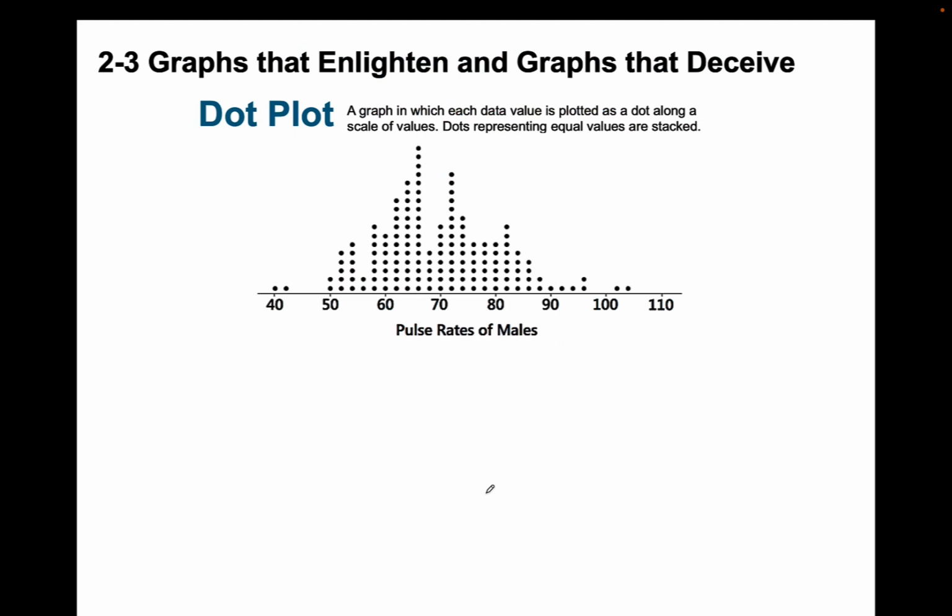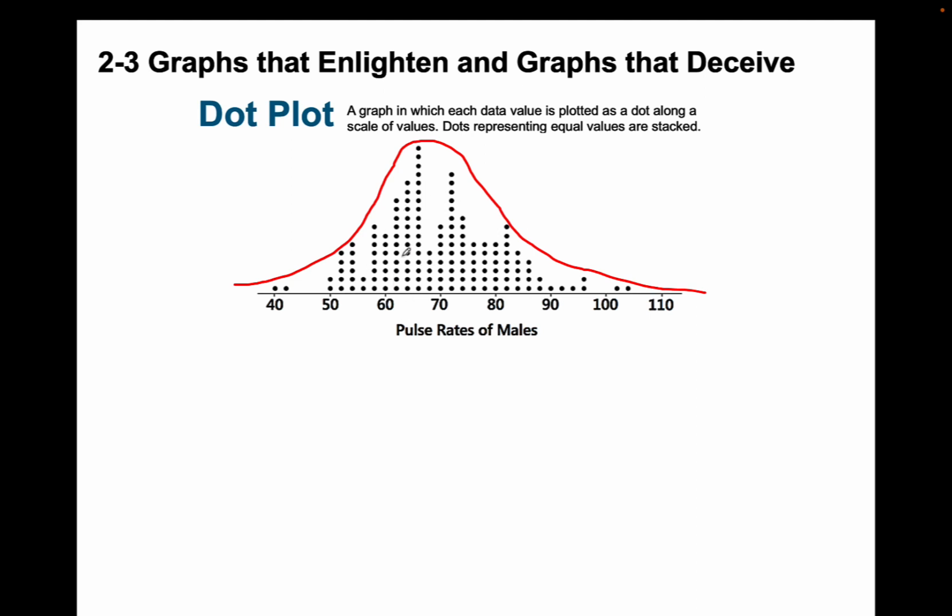Last section in 2.3 is on graphs that enlighten and graphs that deceive. Here we have a dot plot. This is the pulse rates of males. Dot plots are very powerful. It's a graph in which each data value is plotted as a dot along a scale of values. Dots representing equal values, or a repeated value, get stacked higher and higher. So dot plots are nice because you can see the shape of your distribution, but at the same time, you could go in reverse, if you will, and you can find every single individual pulse rate of males from your study.